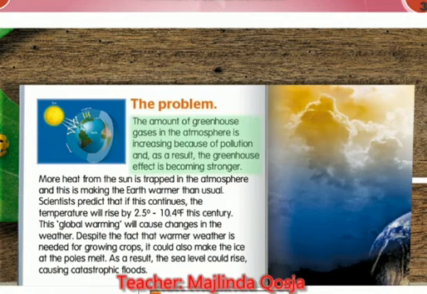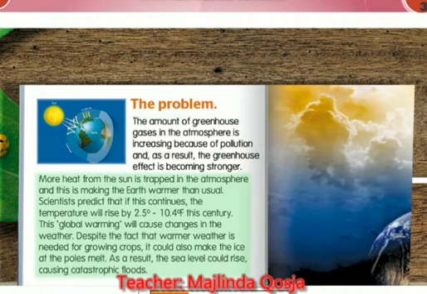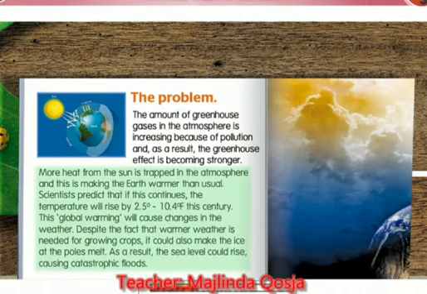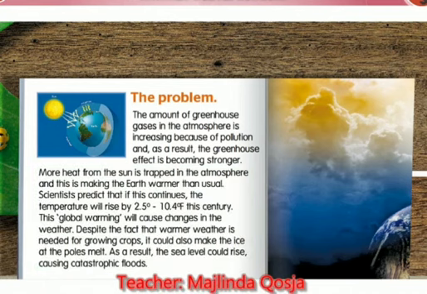Problem. The amount of greenhouse gases in the atmosphere is increasing because of pollution, and as a result, the greenhouse effect is becoming stronger. More heat from the sun is trapped in the atmosphere, and this is making the Earth warmer than usual. Scientists predict that if this continues, the temperature will rise by 2.5 to 10.4 degrees Fahrenheit this century. This global warming will cause changes in the weather. Despite the fact that warmer weather is needed for growing crops, it could also make the ice at the poles melt. As a result, the sea level could rise, causing catastrophic floods. So that's the problem.